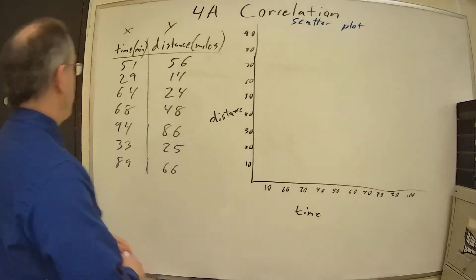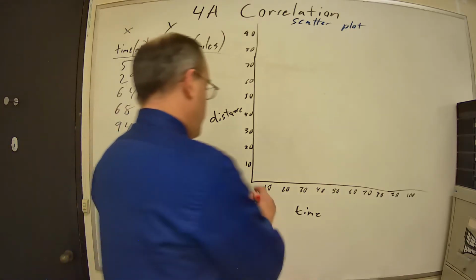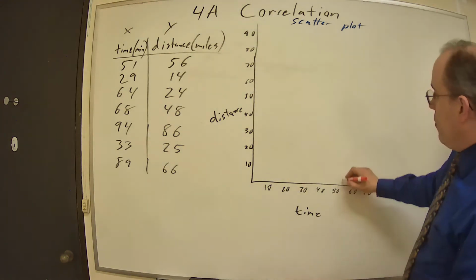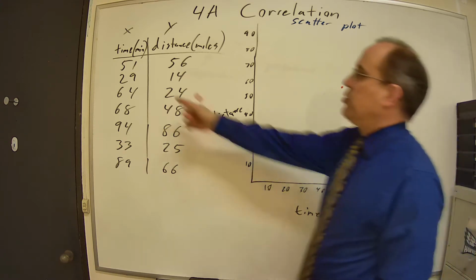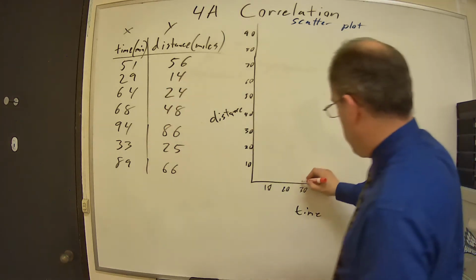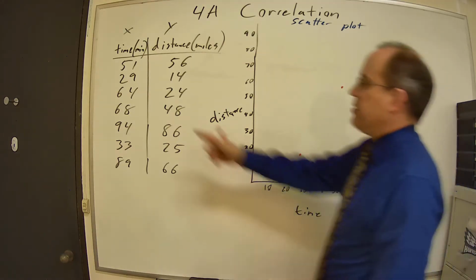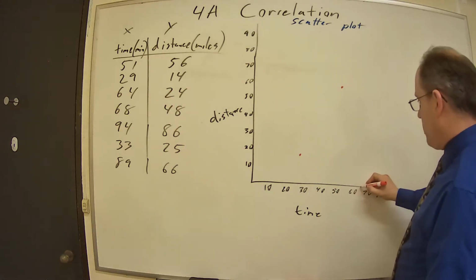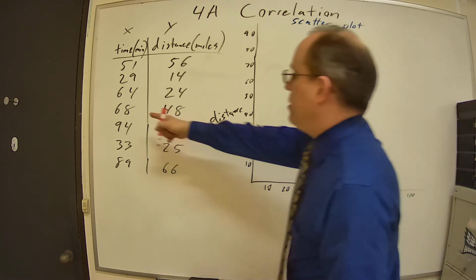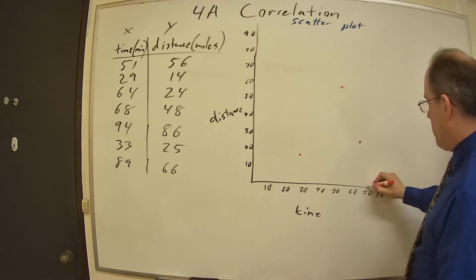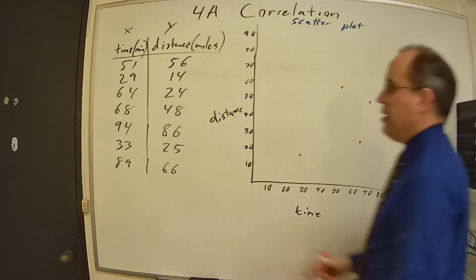And we're just going to start with the first one and work our way through it. So we have 51, 56. So we come over to 51, we go up to 56, and we put a dot. 29, 14, and we put a dot. 64, 24, and put a dot. 68, 48, and put a dot.